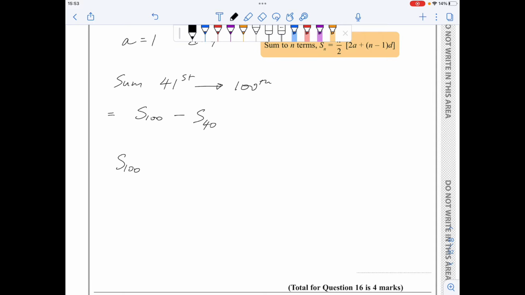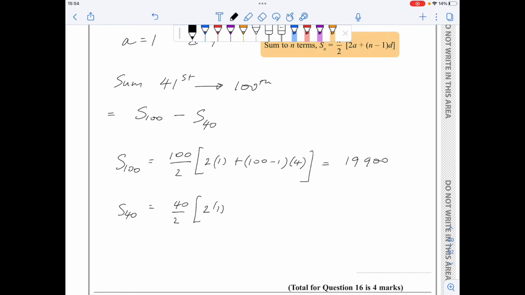So S100 is equal to 100 over 2 times 1 plus 100 minus 1 times 4, and this comes out to be 19,900. And then S40 is equal to 40 over 2 times 1 plus 40 minus 1 times 4. This comes out to be 3,160. And then I will subtract those two values and I will get 16,740.